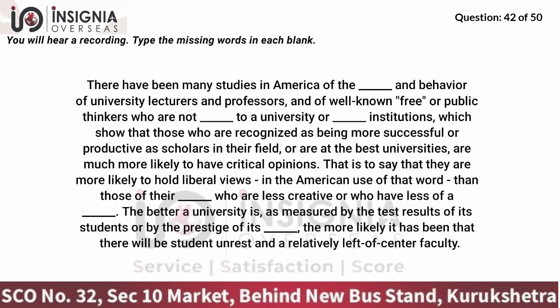There have been many studies in America of the opinions and behavior of university lecturers and professors, and of well-known free or public thinkers who are not attached to a university or other institution, which show that those who are recognized as being more successful or productive as scholars in their field, or are at the best universities, are much more likely to have critical opinions. That is to say that they are more likely to hold liberal views, in the American use of that word, than those of their colleagues who are less creative or who have less of a reputation. The better a university is, as measured by the test results of its students or by the prestige of its staff, the more likely it has been that there will be student unrest and a relatively left-of-center faculty.